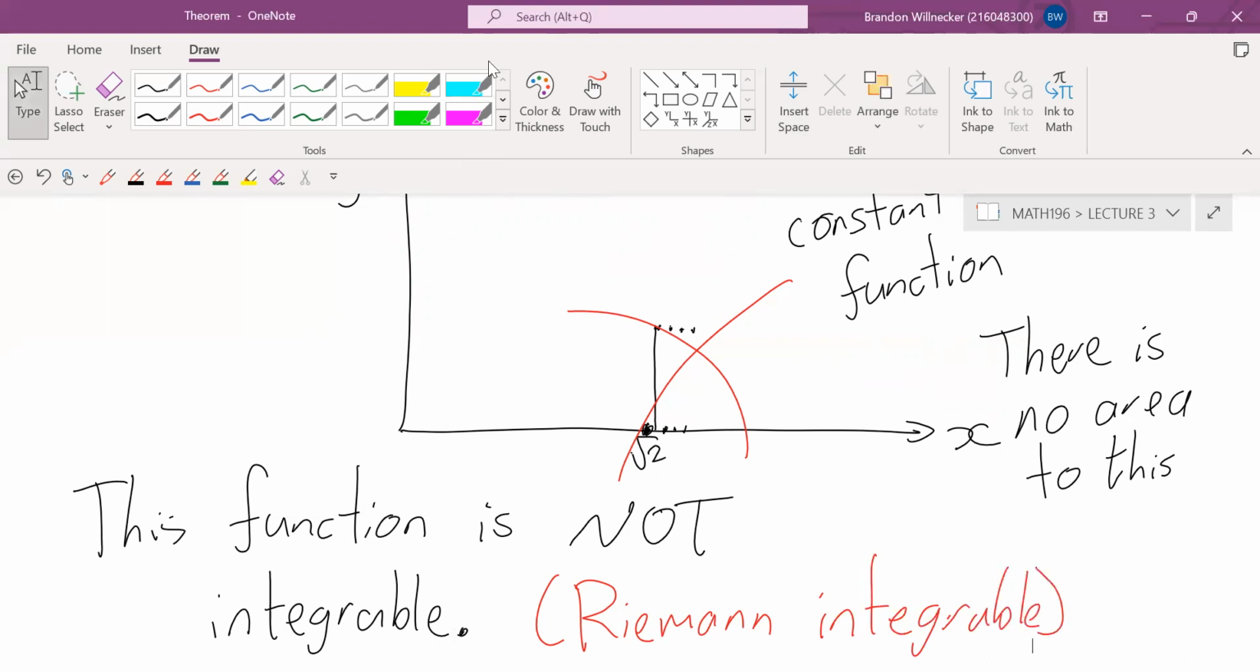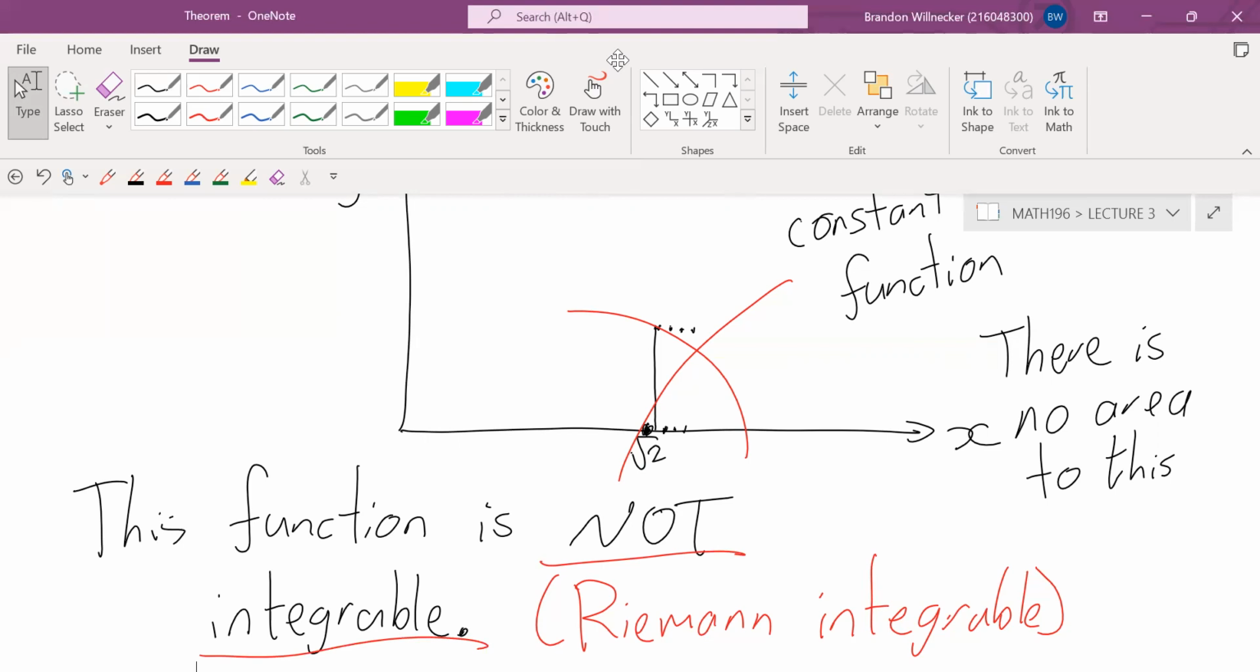Maybe this function is integrable using another form of integration, maybe like Lebesgue integration, or something that your friend came up with. So it could be integrable in that case. But in this case, with this definition, it is not integrable. So we can't speak of a definite integral in this case. Okay, it just doesn't make sense.